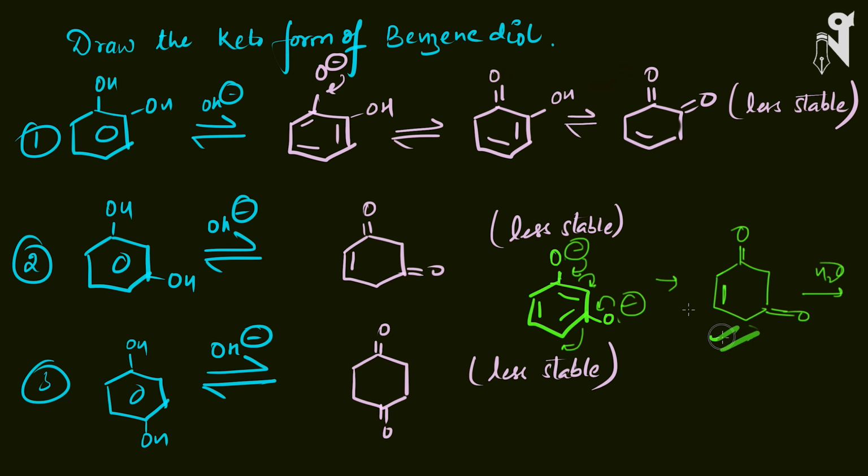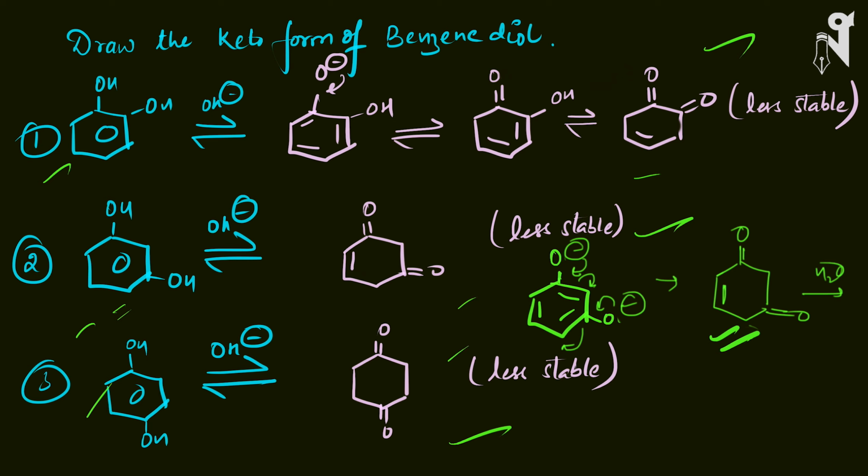This is your keto form. Again, it is less stable. Why? Because aromaticity of the molecule is broken. No aromaticity, whereas in the earlier molecule there was aromaticity, and aromaticity itself is a big factor for the stability. So in all the cases, no matter you talk about this one or this one or this one, in all the cases aromaticity would be the factor which will be the driving force for these molecules to exist, and these molecules not to be existing in the keto form for these benzene diols.